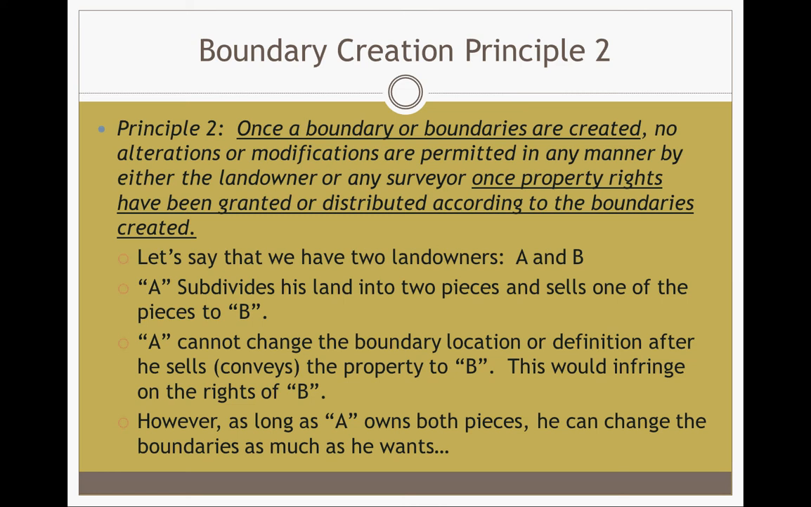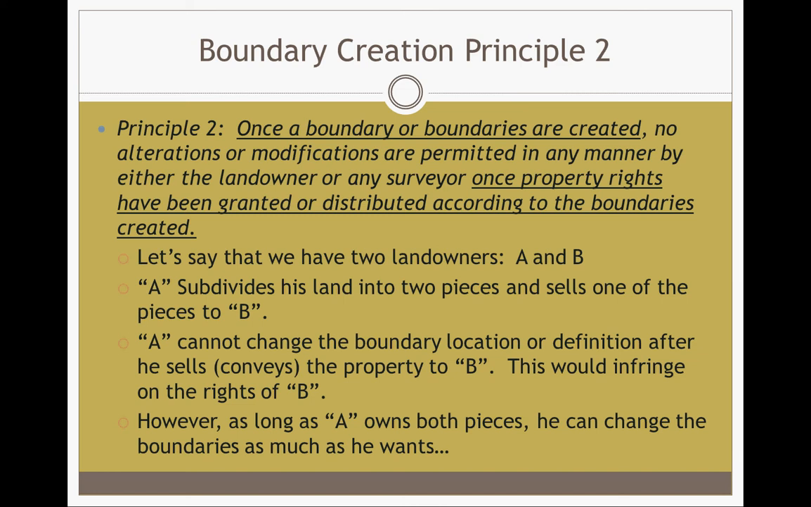Alright, principle number 2. Once a boundary or boundaries are created, no alterations or modifications are permitted in any manner by either the landowner or any surveyor once property rights have been granted and distributed according to the boundaries created. So we have a situation between two landowners. Let's say we got landowners A and B.